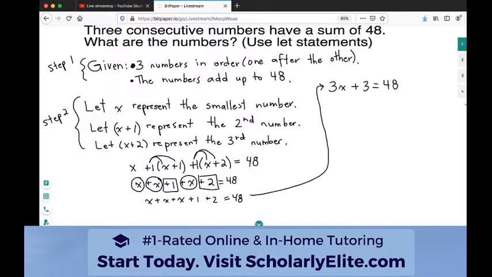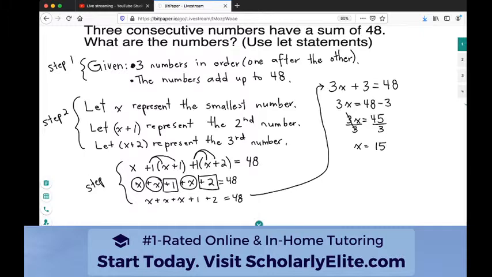Now, let's go ahead and do that. First, we have to move this positive 3. So if it's positive 3, the way that I can move it is move it to the other side, make it negative 3. So this is going to become 3x equals 48 minus 3, which equals 3x equals 45. And then here I have 3 times x, and the opposite operation of that is divide, so I'm going to divide 3 off of both sides. Cancel, and I get x equals 15. So that's the first part here.